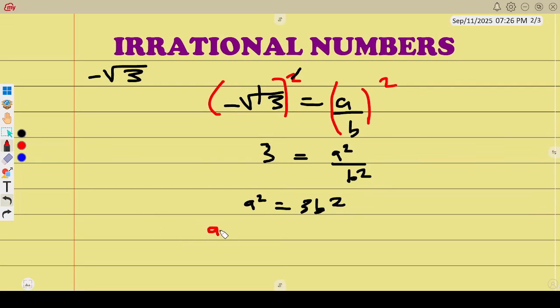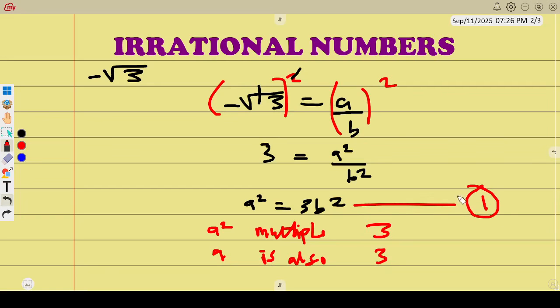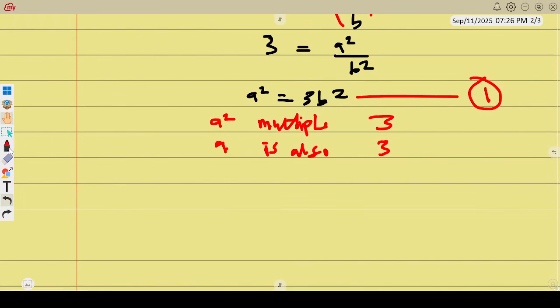Do you know what this means? It means that a squared is a multiple of 3 here. Therefore, a is also a multiple of 3. So as soon as you see the square both sides, that is equation 1. And then you just go on with the same steps.